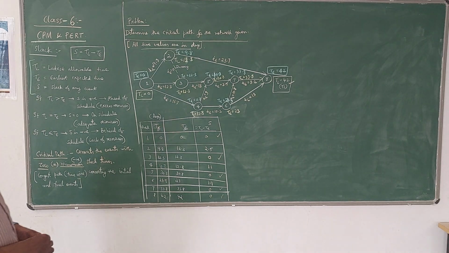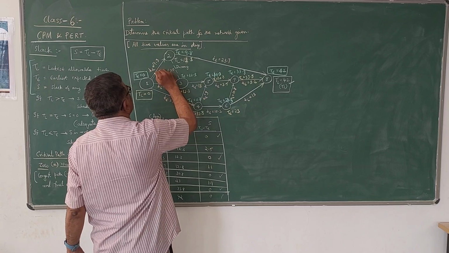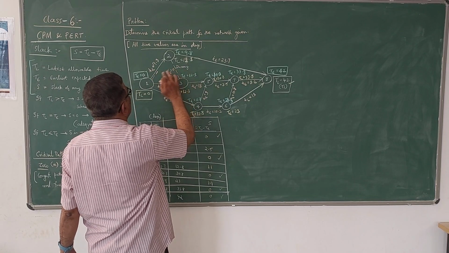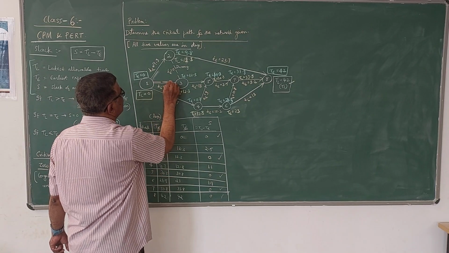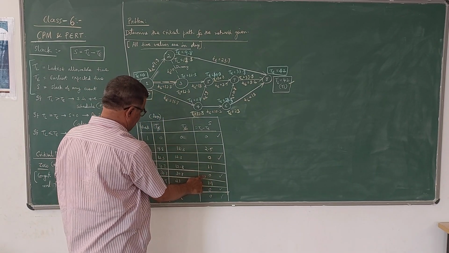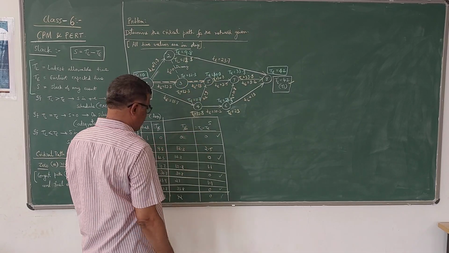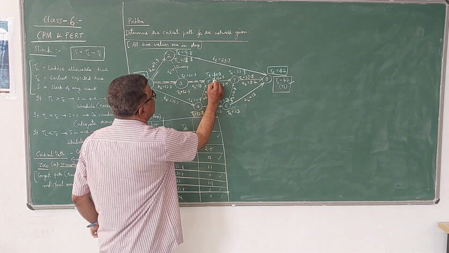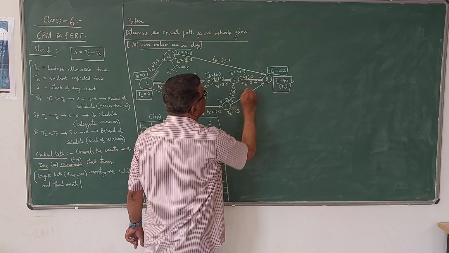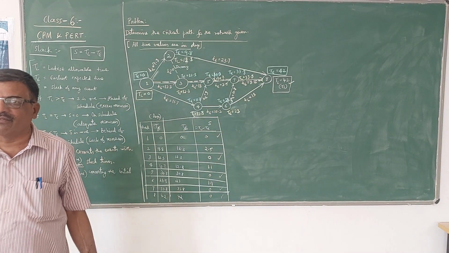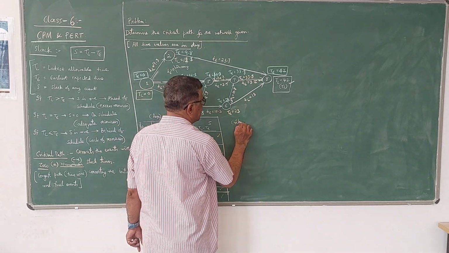We have to connect those. So 1 is a straight line, and after 1 comes 3, so you can connect. 1 and 3 slack are 0. Then we have 5, and next 5 to 7. This is straight, so this itself is the critical path. In this case, the critical path has 0 slack.